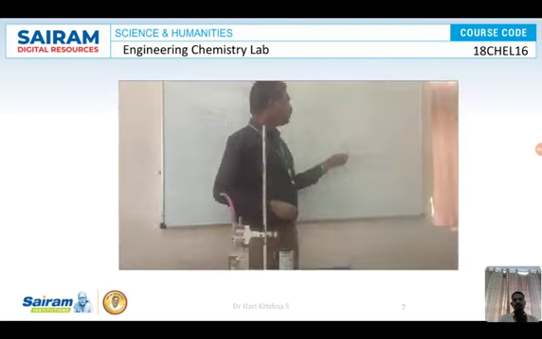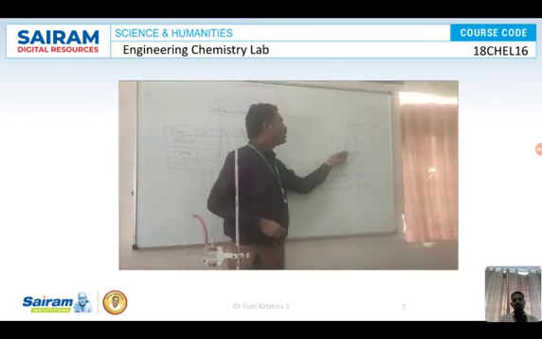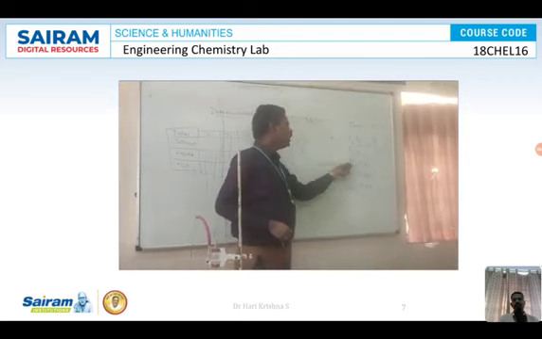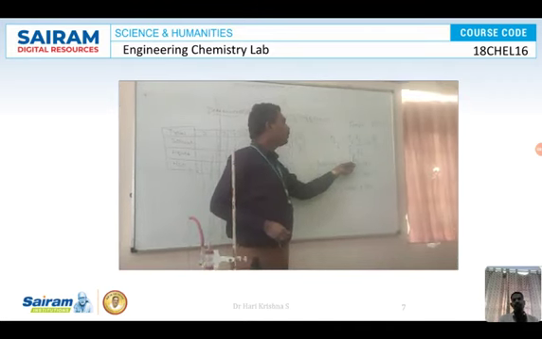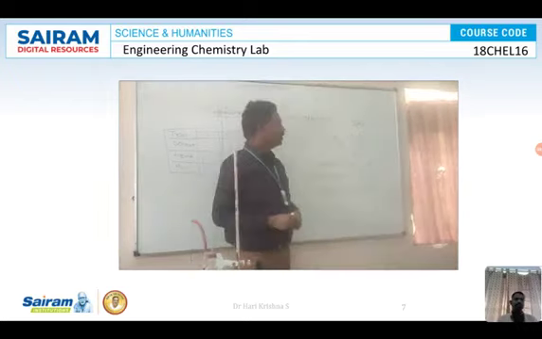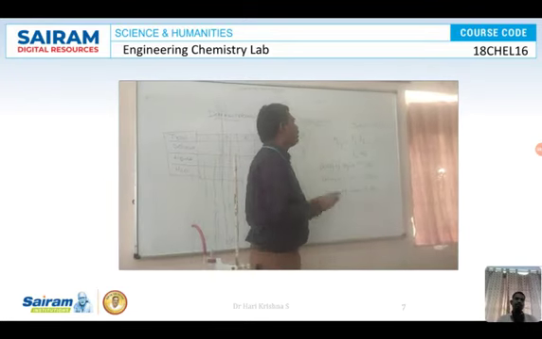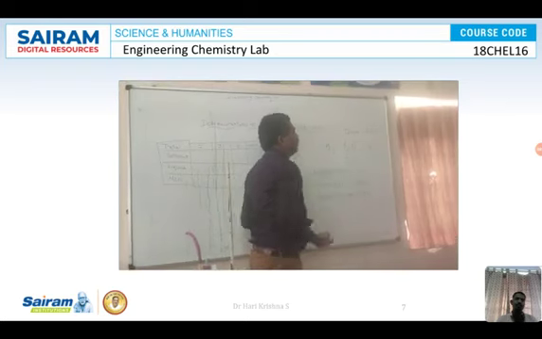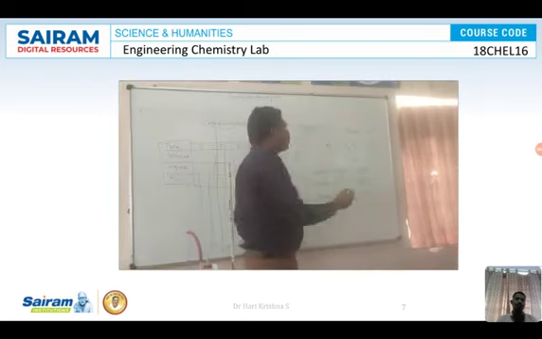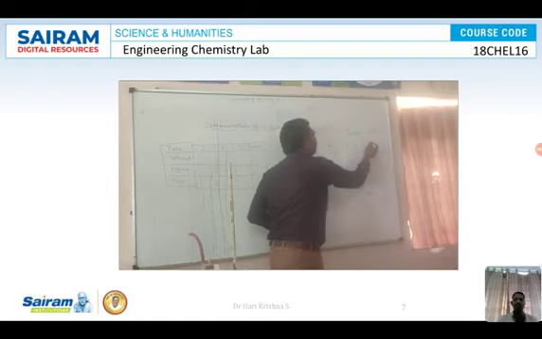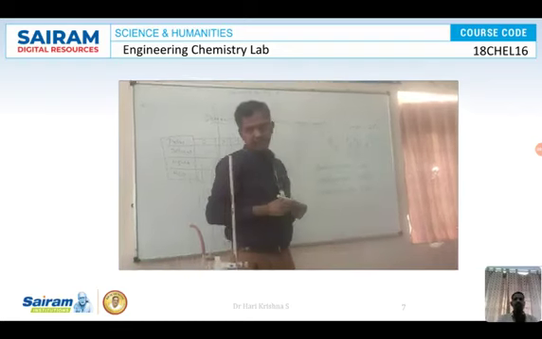Viscosity formula is given here. Viscosity of liquid equals the time taken for the liquid to flow times the density of liquid, divided by the time taken for the water to flow times the density of water, multiplied by the viscosity of water. The time taken for the liquid to flow is recorded by us. The density of liquid, density of water, and viscosity of water are given as constants.